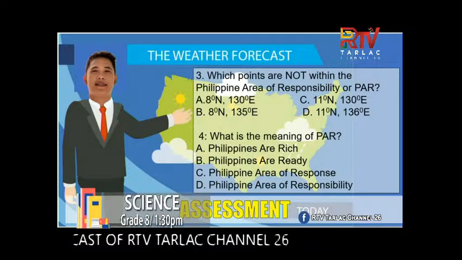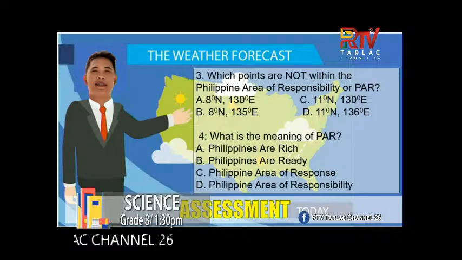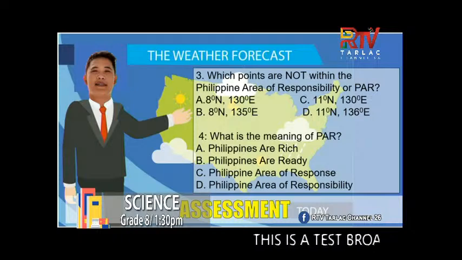For number 4, what is the meaning of PAR? A. Philippines are rich, B. Philippines are ready, C. Philippine Area of Response, or letter D, Philippine Area of Responsibility.